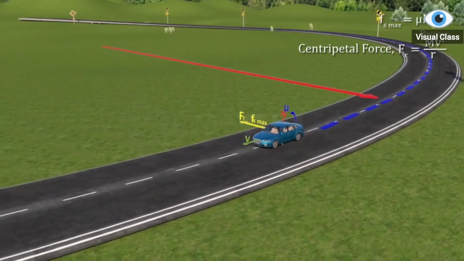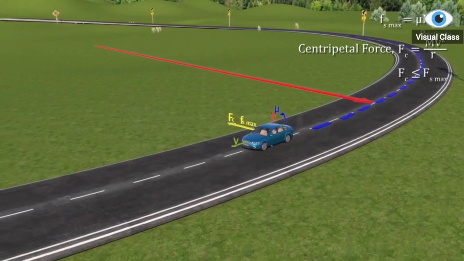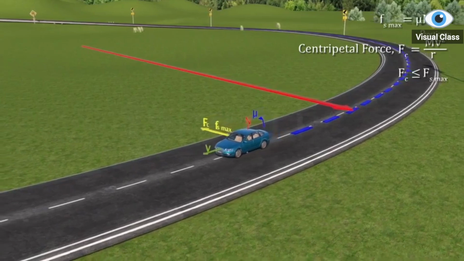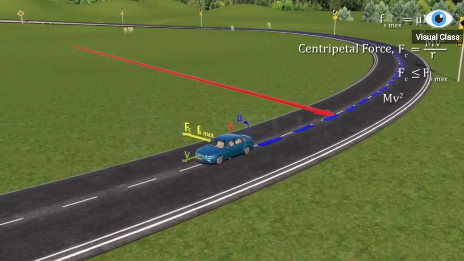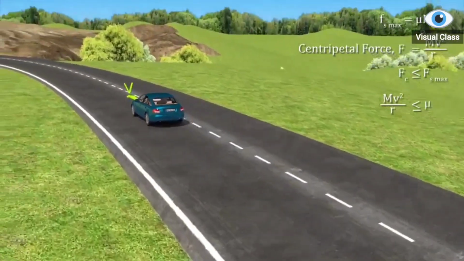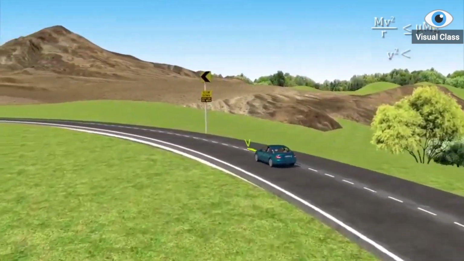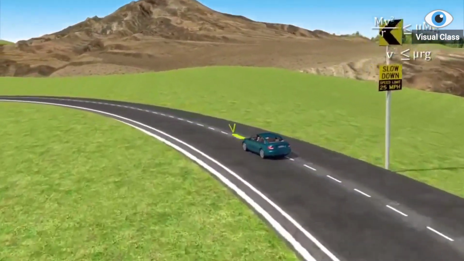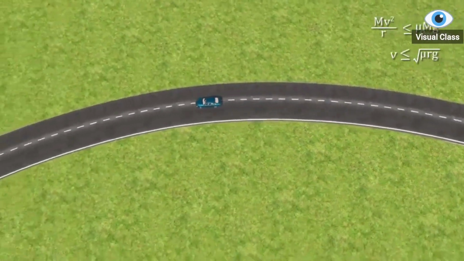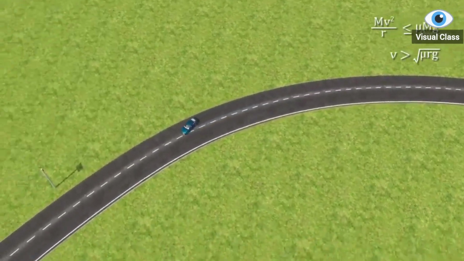For the car to make a safe turn, the required centripetal force should be within the limit of static friction, which implies that the velocity of the car should be such that it satisfies the relation mv square by r is less than or equal to mu mg. In other words, v should be less than or equal to the limiting value root over mu rg. If the car moves with a velocity greater than the limiting value, it skids away from the center.